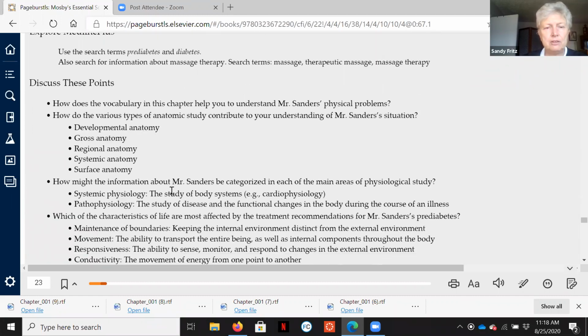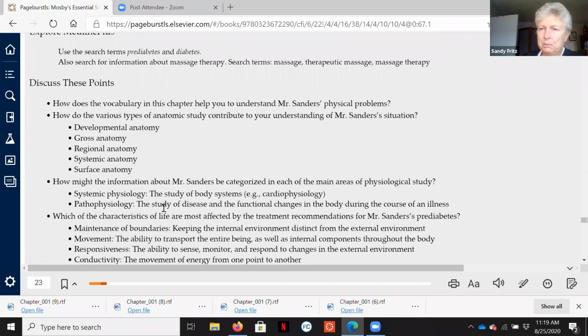How might the information about Mr. Sanders be categorized in each of the main areas of physiological study? So this is the parts, and this is how the parts work together. Systemic physiology is the study of body systems, and pathophysiology is the study of disease and the functional changes of the body during the course of an illness.